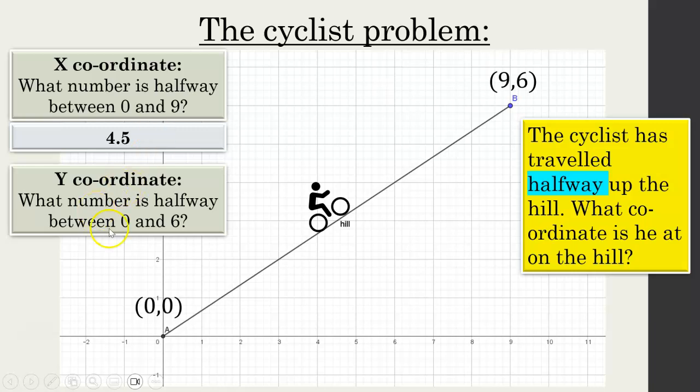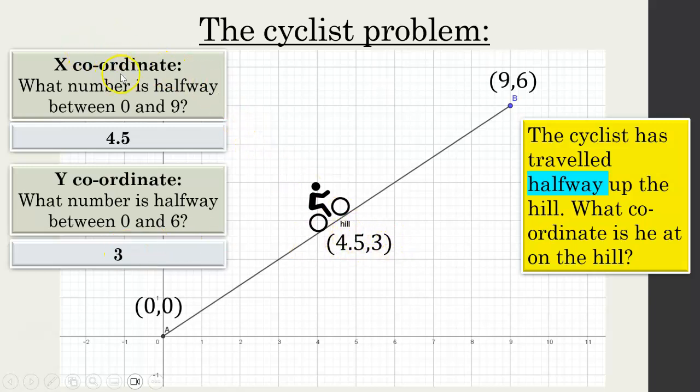What about between 0 and 6? Now I'm looking at how far up he's gone. The 0 and 9 was how far across he's gone, and halfway between that. And then I'm looking at how far up he's gone, and I'm looking at half that distance. And that is 3. Between 0 and 6, the halfway point is 3. And that is the coordinates. That's how I find the coordinates.